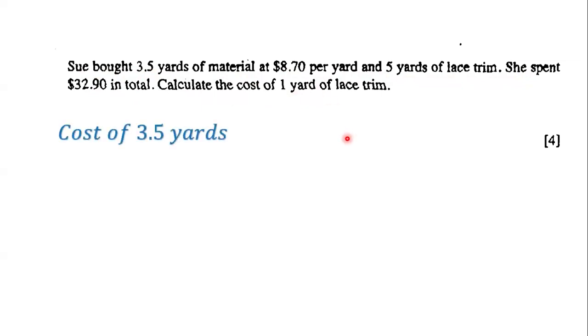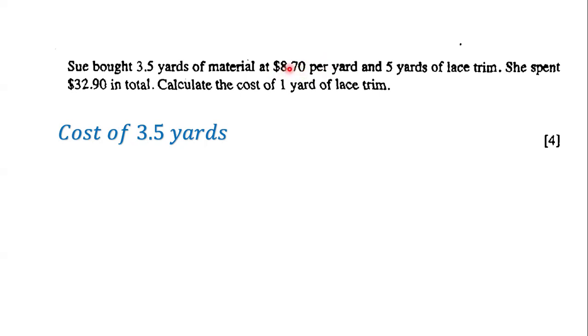Now, the first thing that we're going to do is figure out the cost of 3.5 yards of the material. Now, what do we know? Well, we know that the cost of the material is $8.70 per yard. And so that means that for each yard that she has, it's going to cost her $8.70. So the cost for 1 yard of this material is $8.70.